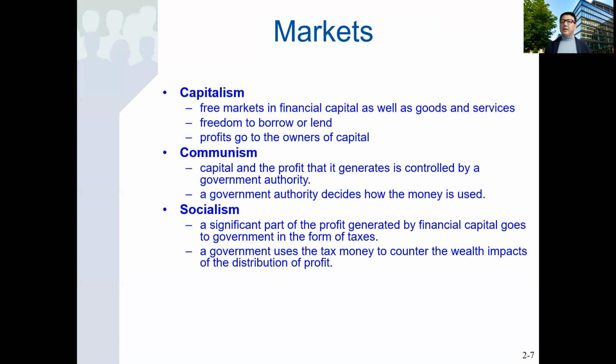For example, the postal authority. The people who deliver the mail are controlled by the government, and the service price is set by the government, not by the market. So those are elements in a capitalistic society that sometimes has elements of communism and socialism.